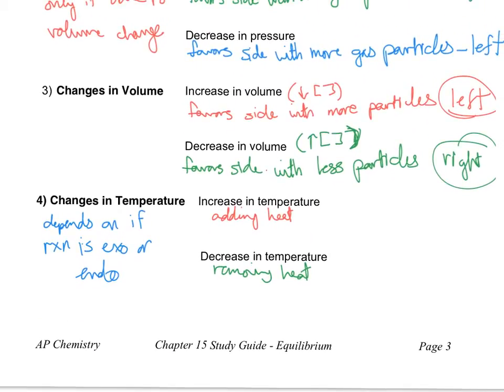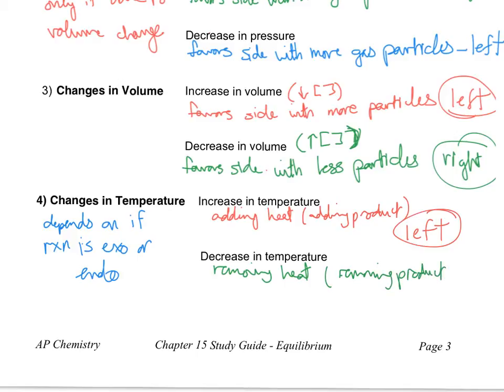So let's write that down. Here you're adding heat. So in this case, adding product. So it would shift left. If you're removing heat, in this case, you're removing product. And so it's going to shift to the right. Obviously, if it's endothermic, then it would be the opposite. You'd be adding or removing a reactant as opposed to a product.